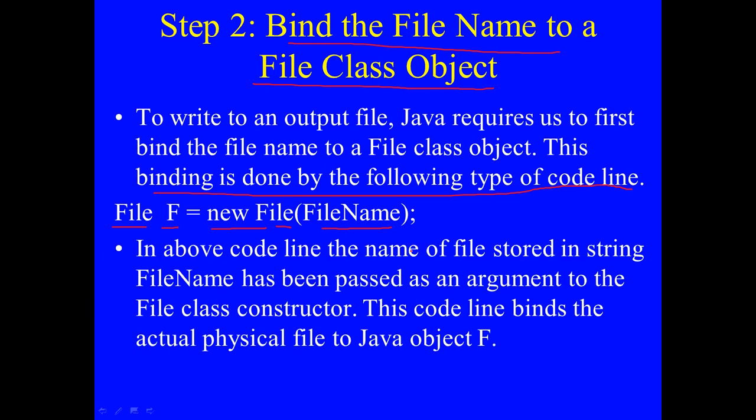In the above call line, the name of the file stored in the string called file name has been passed as an argument to the file class constructor. This code line will bind the actual physical file to the Java object f. If the file does not exist, it will create it later on.